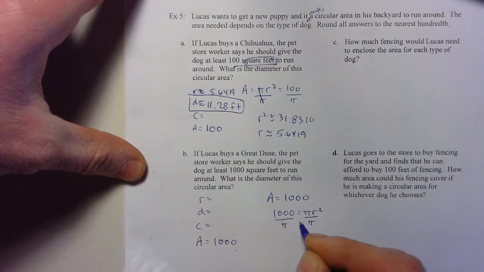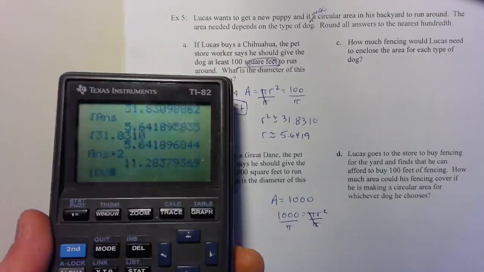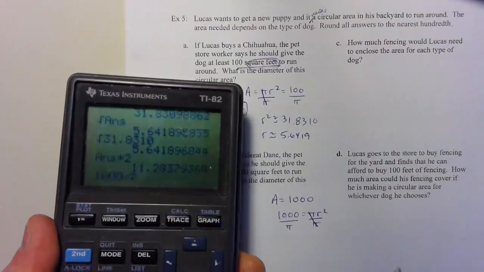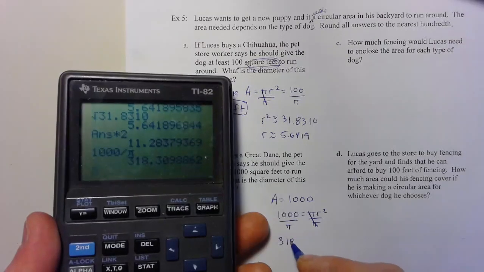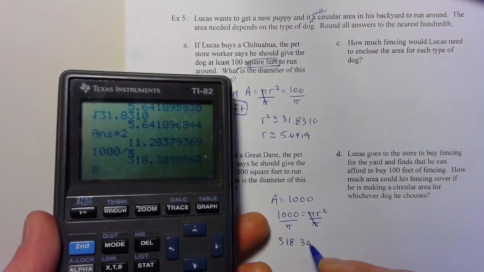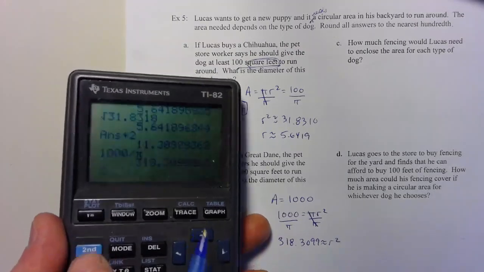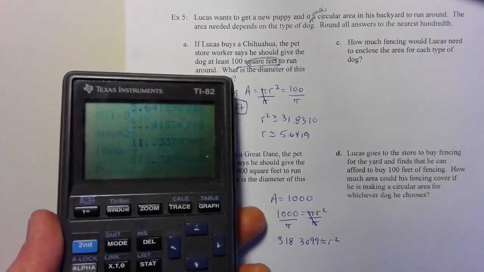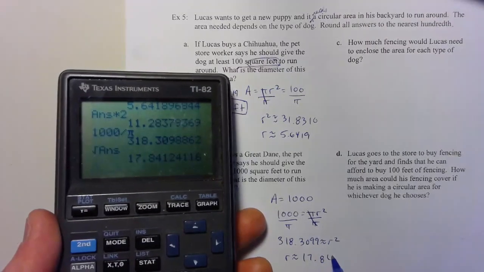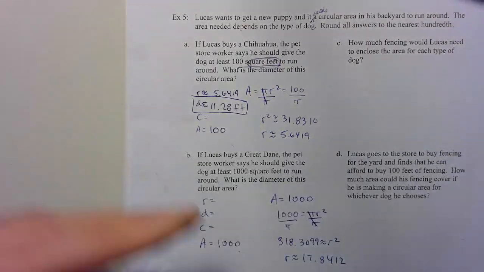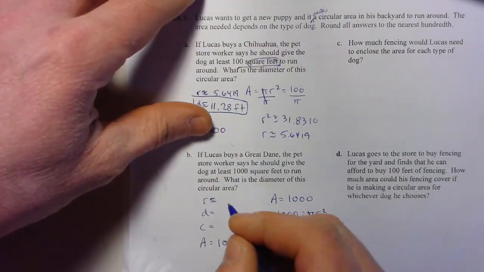So we're going to divide by pi. Same thing I did before: 1,000 divided by pi, using the pi key. That's 318.30. 99 is about what the radius squared is. I hit my square root, and I have my radius about equal to 17.8412.